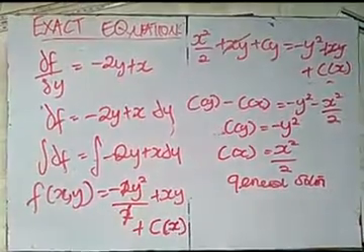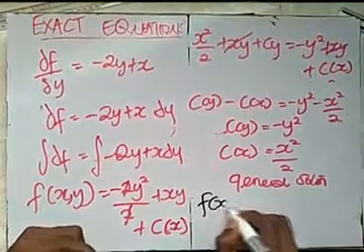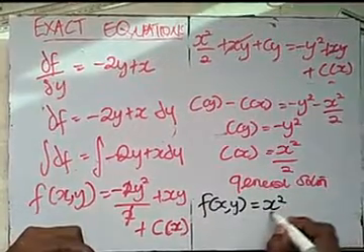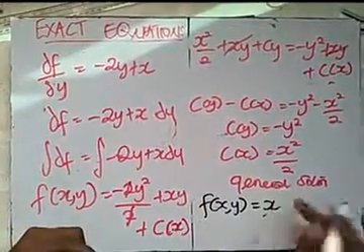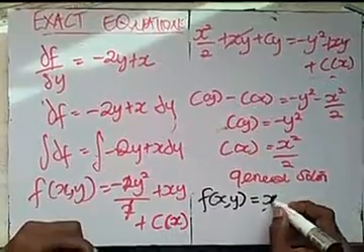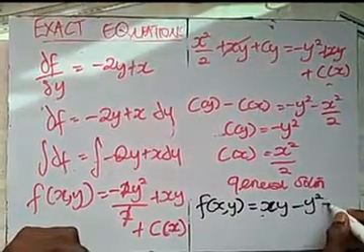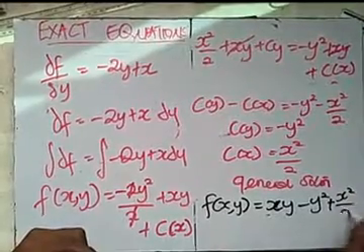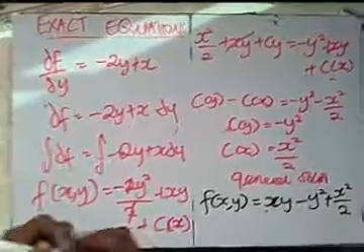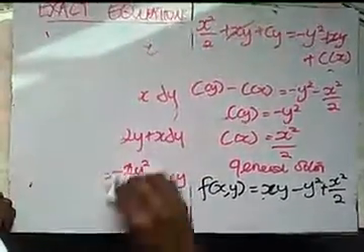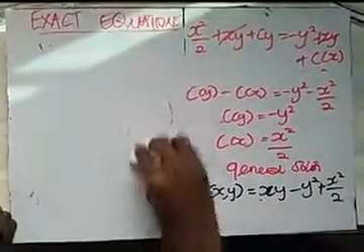So henceforth, our general solution is f(x, y) equals xy minus y squared plus x squared over 2. And remember, from the question, we have an IVP, which is initial value problem. And what's our initial value problem?